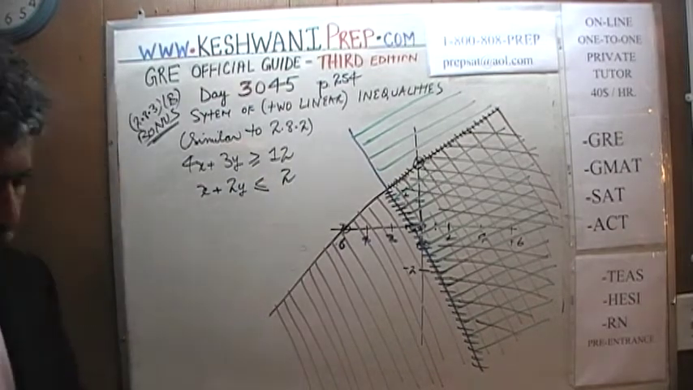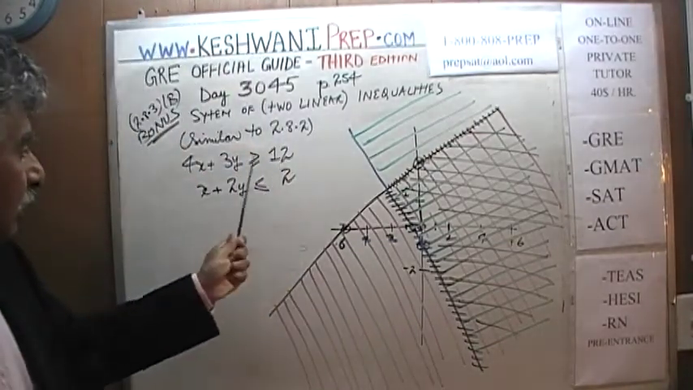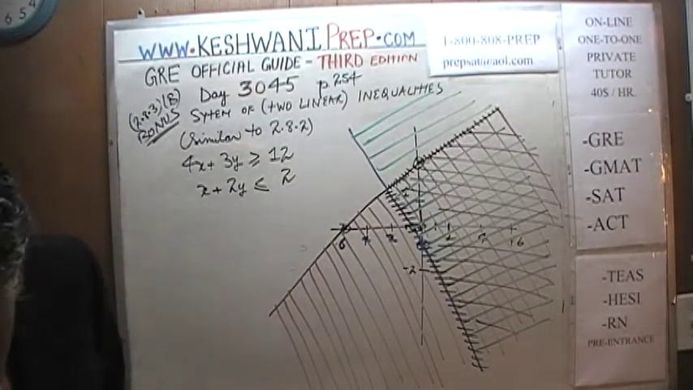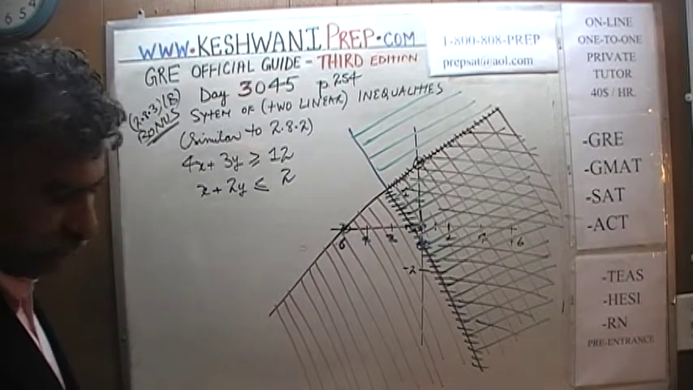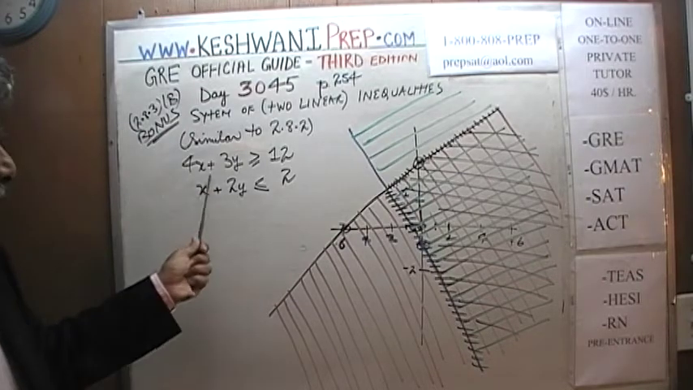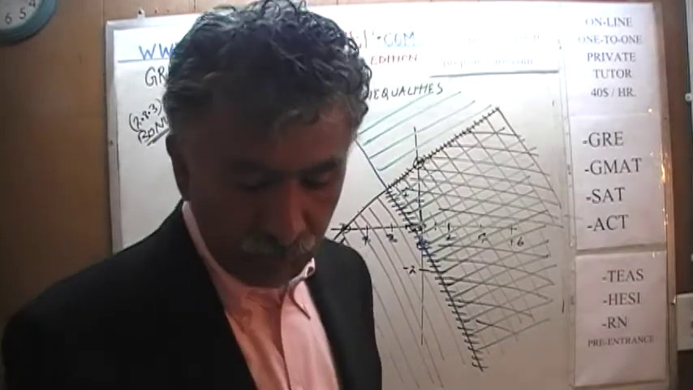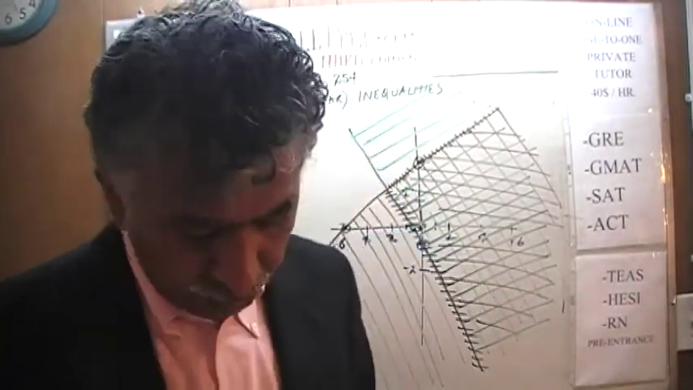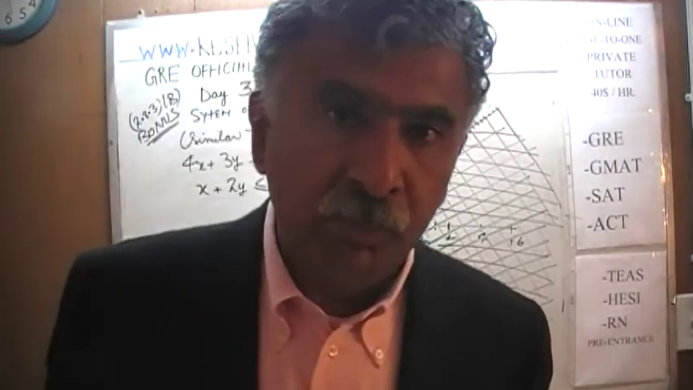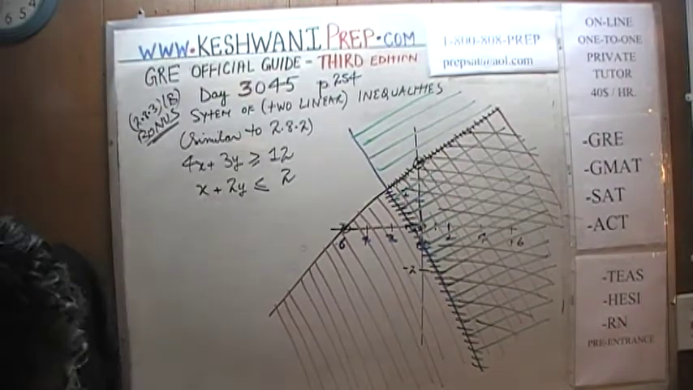So one more time, 4x plus 3y has to be greater than or equal to 12, and x plus 2y has to be less than or equal to 2. Find the solution region, find the solution set. Go ahead and do it yourself. I'll give you 5 seconds for you to be able to pause and unpause the video while I enjoy my tea.